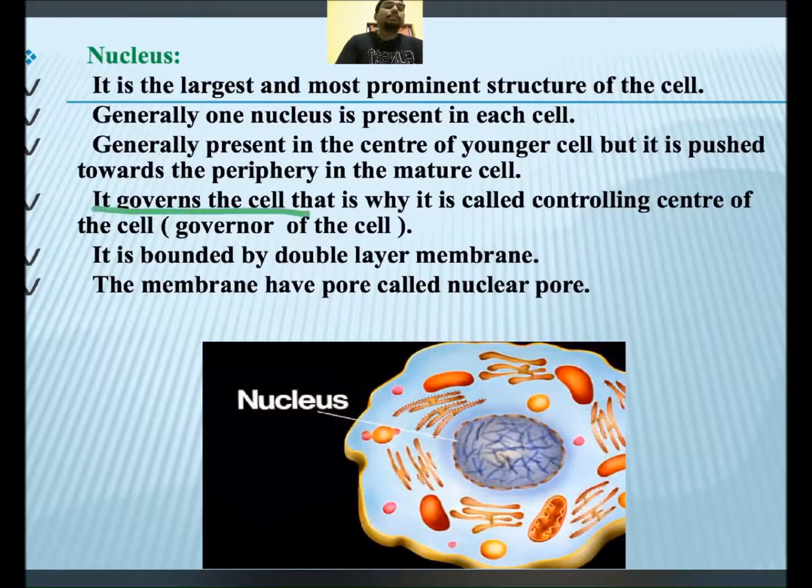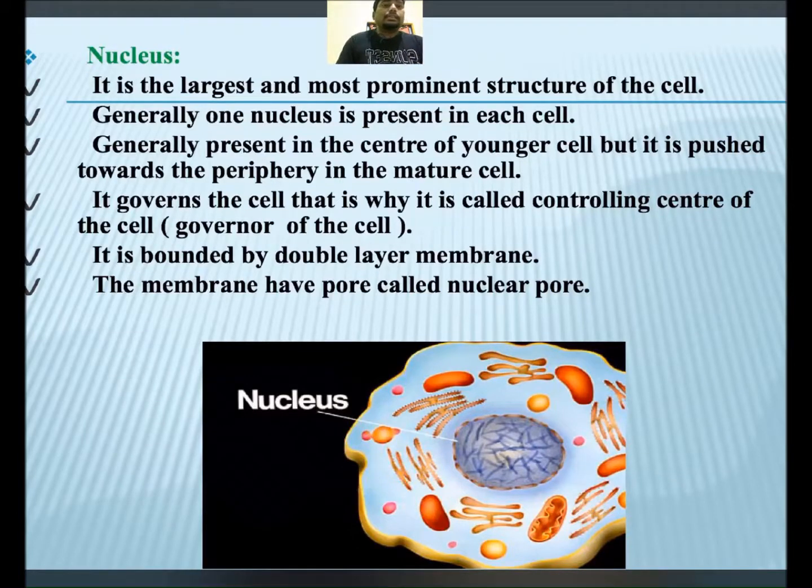It governs the cell, or it guides the cell, it controls all the activities of the cell. That is why it is also called as controlling center of the cell. It plays a major role in a cell in its division and its development. So nucleus plays a major role in cell division and cell development.